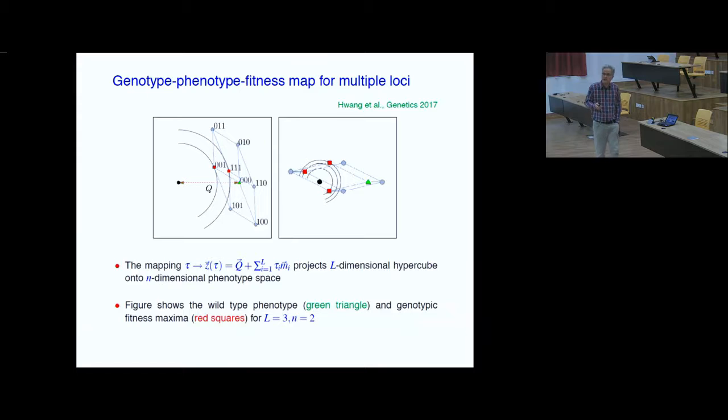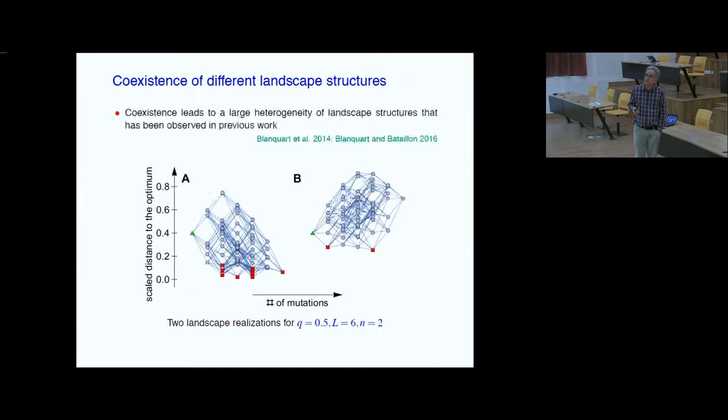Right, so this is a picture that I showed you yesterday. This is basically illustrating this mapping, the mapping from the genotype to the phenotype and then to the fitness via these lines, right? So this is our Q, and this is what these little landscapes, which are projections of the hypercube, look like. And in the next slide, you see two instances. This is a case where L equals 6, N equals 2, and this is a case which is sort of in this coexistence region. And so you see that for certain realizations, you get something like this.